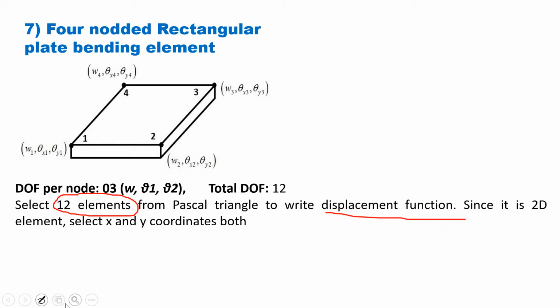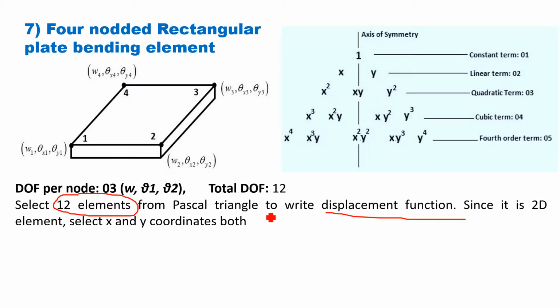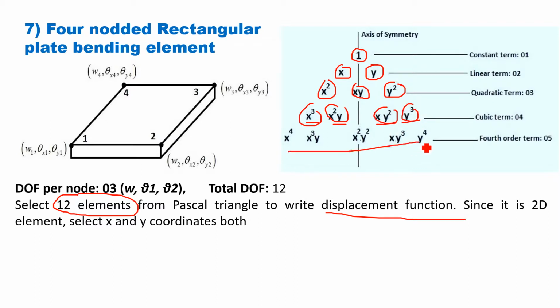for the plate bending element. So this is the Pascal triangle now. We have to select 12 elements. Please understand now which 12 elements we should select. 1, 2, 3, 4, 5, 6, there are 7, 8, 9, 10. Okay, so total 10 here. Now we have to select the remaining 2, and we have in the next row 5 options. So which 2 we should select?